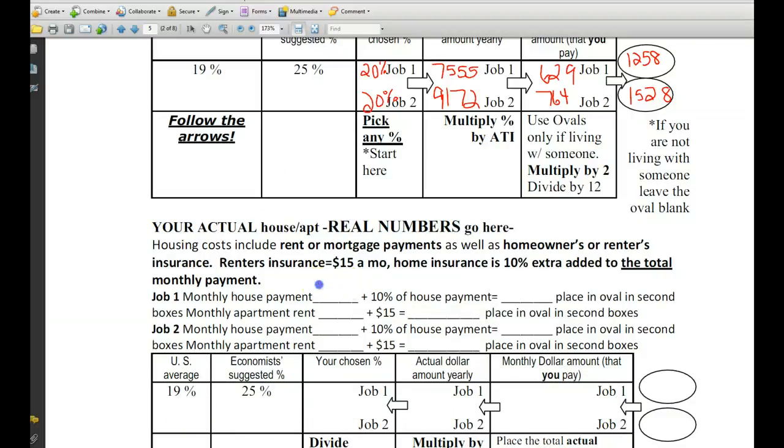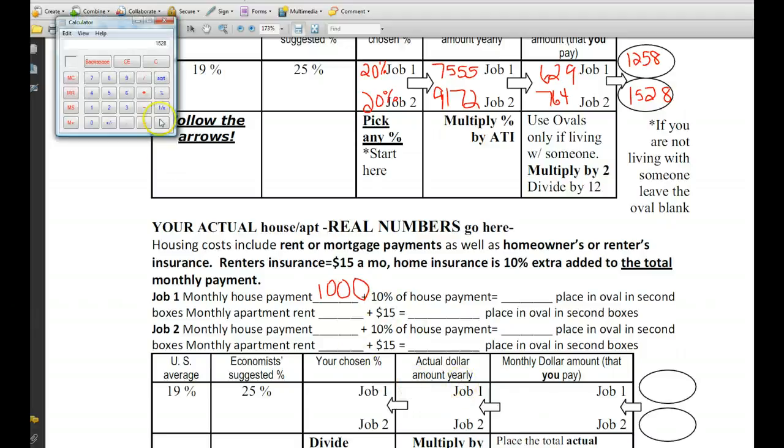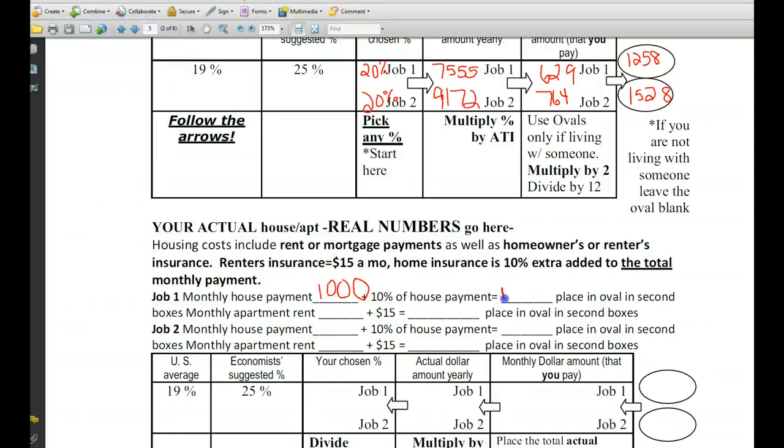So now my monthly house payment is $1,000, and it's plus 10%. So 10% of 1,000, 1,000 times 0.1, is 100. So the payment is $1,100. If I was renting, I would put my rent plus 15. So it's $1,100 for job one.